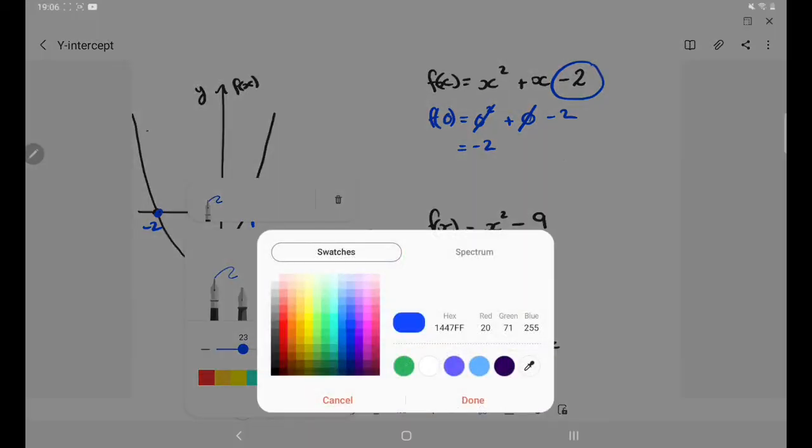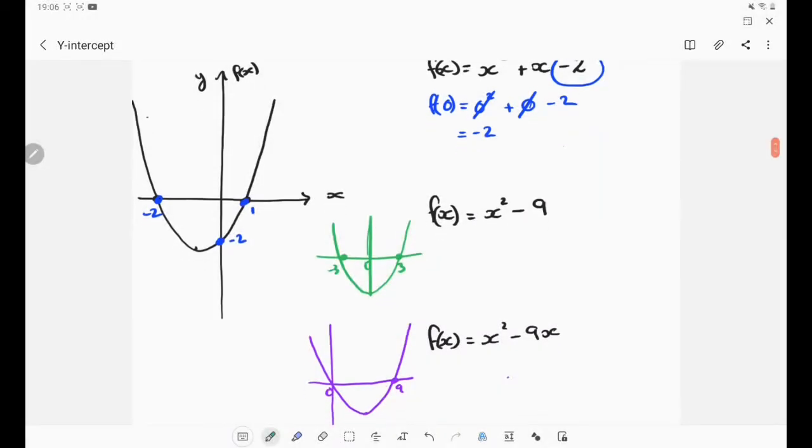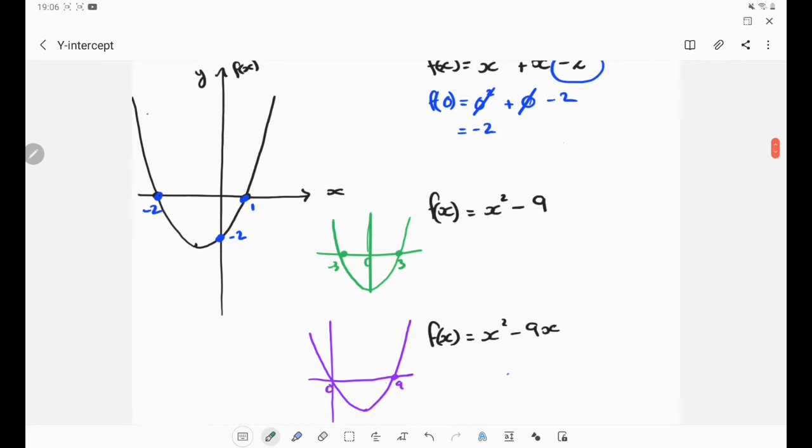Looking at the next one. X squared minus 9. Again, we are going to make x 0. So we've got 0 squared, take away 9. Again, that's going to disappear and you're going to be left with just minus 9. So on your sketch, you are crossing at minus 9.